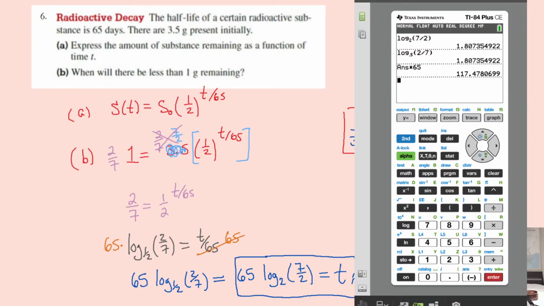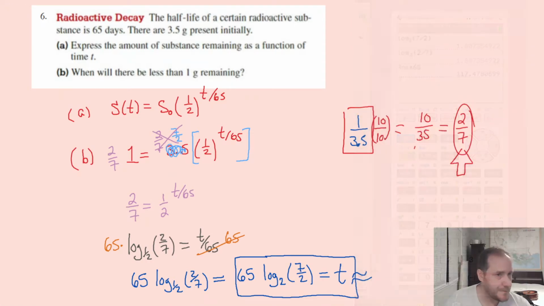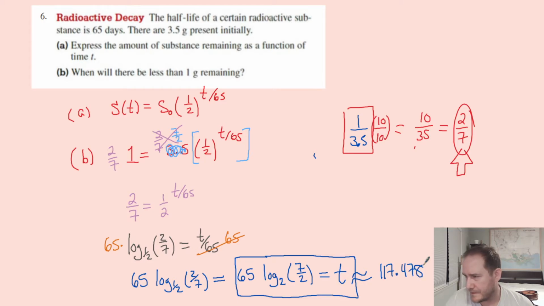117.478. And what is this? Time. Time in a function where time is defined in days. So this is 117.478 days. And what did it represent again? Oh, right. It's the time it's going to take for our initial sample of 3.5 grams to decay down to a point that's less than 1.